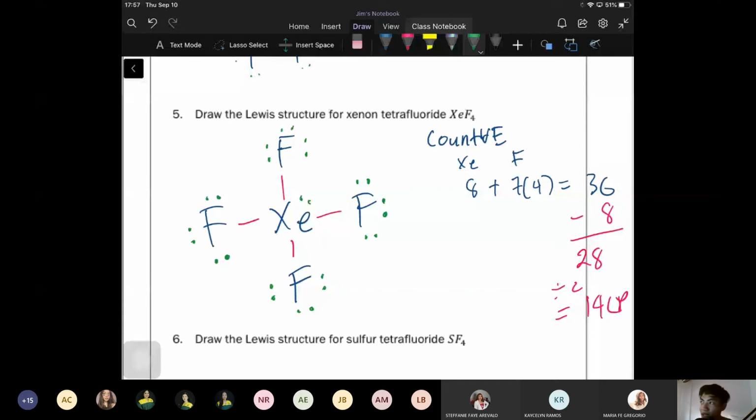So, that means my central atom contains 4 bonds with fluorine and 2 lone pairs. And I'm done. Tapos na yan, no? By the way, upload ko yung structures na pinagsusulat ko dito sa group chat natin after the discussion.